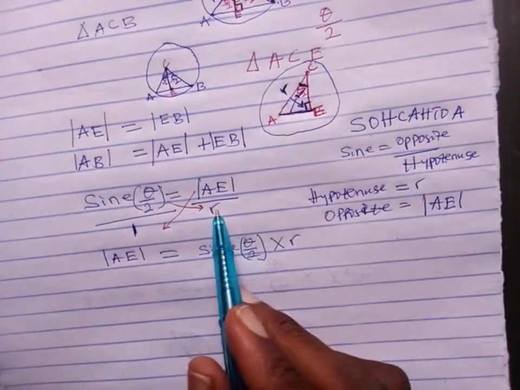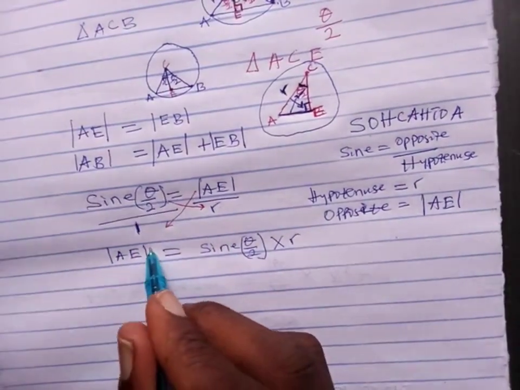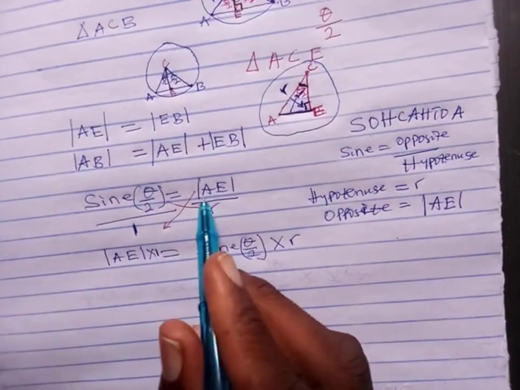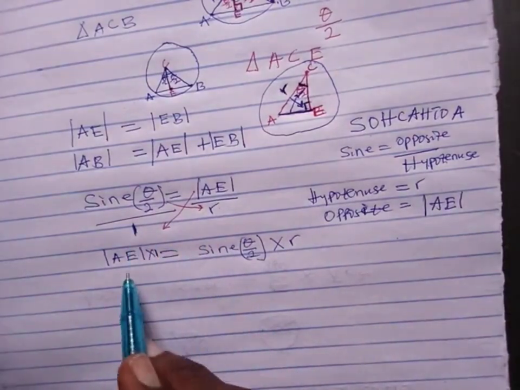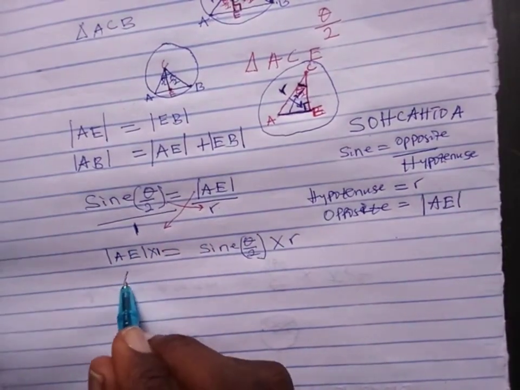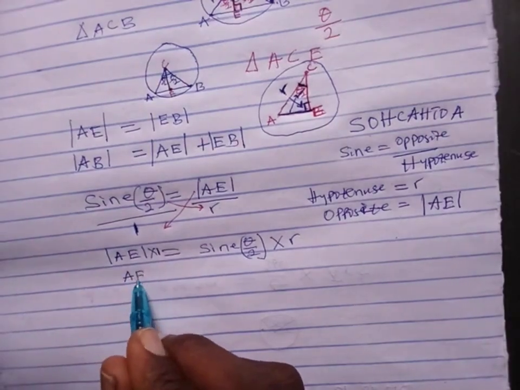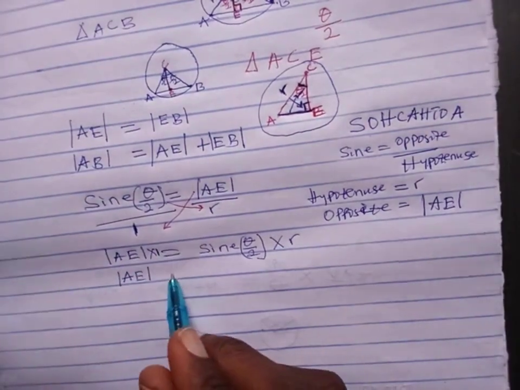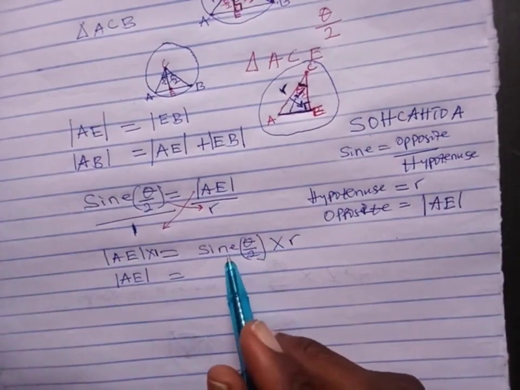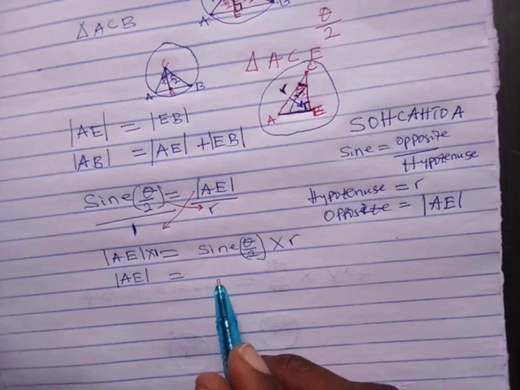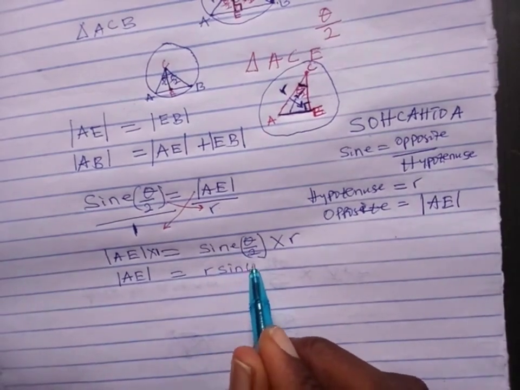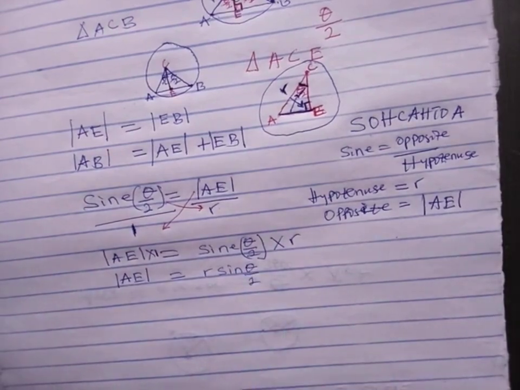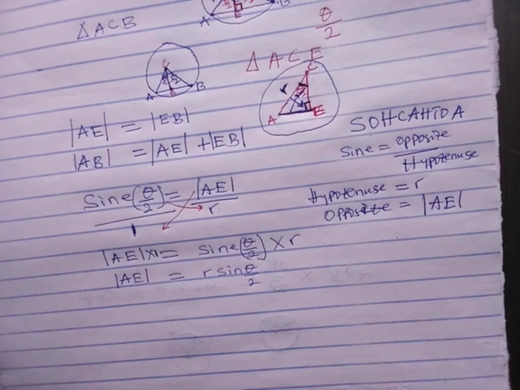Okay, because this is multiplying this. And this is also times 1. So line AE times 1, of course, is still going to give you line AE, because anything multiplied by 1 is that thing. So sine theta over 2 times R will give me R sine theta over 2. This is what I'll end up getting, R sine theta over 2.